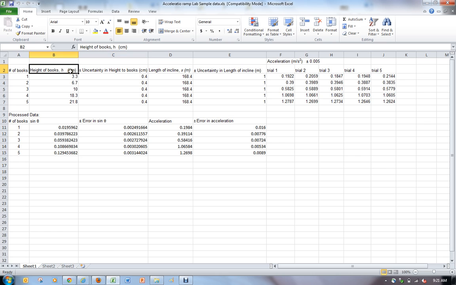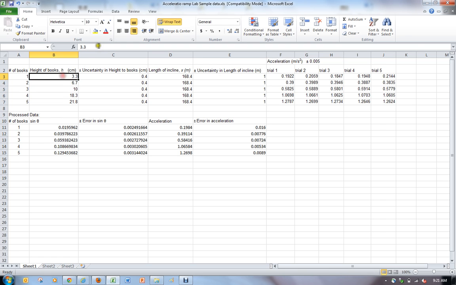Okay, so first things you got to do is always make sure you check the titles of all your columns, and the units for it too. So please make sure you do this as well. Here we have the height of the books, right? That's fine, makes sense. And then the units are centimeters, great. The uncertainty for the height of the books also has the same units, that's good, centimeters. Now notice we put the unit in the title for the column. That means all the numbers below it have that same unit.